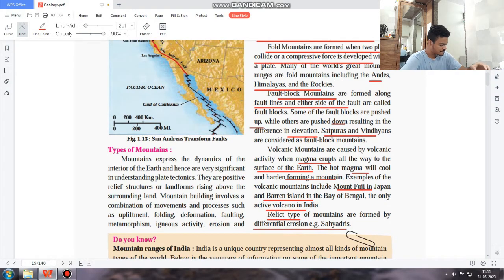Last time in 2022, this answer had come. Write a short note on relict and volcanic mountain, 2022. It had come for 3 marks. So you have to write 3 points along with 2 examples, and you will get your marks.